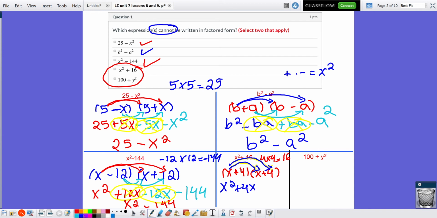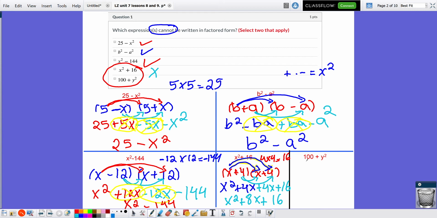Now this one, we have 4 times x and 4 times 4. 4 times x is positive 4x, and 4 times 4 is positive 16. So we did get positive 16 and we did get x squared. However, when you add 4x plus 4x, you get 8x. So your expression will be this. So this one cannot be written in factor form.